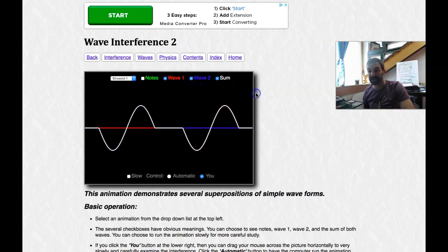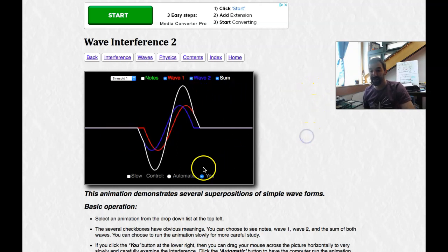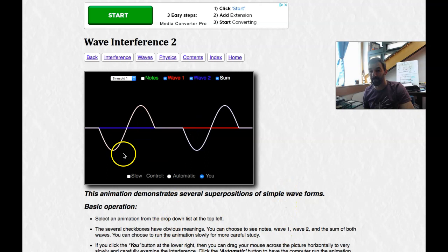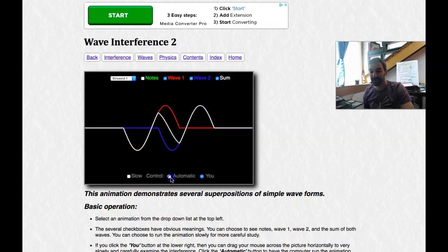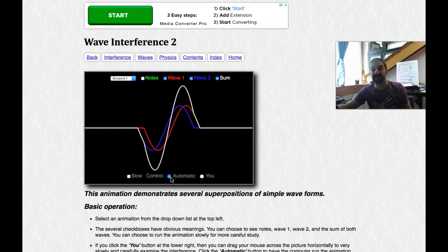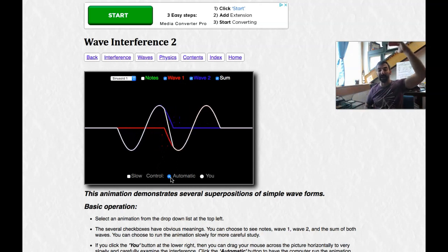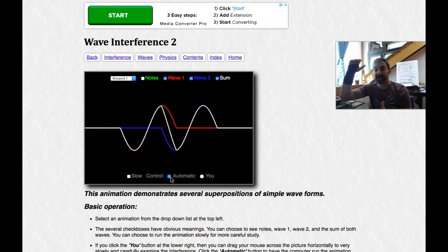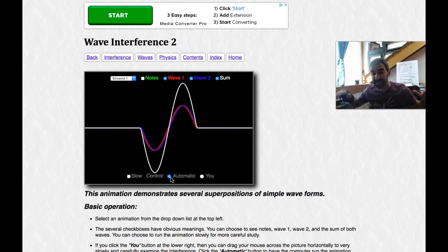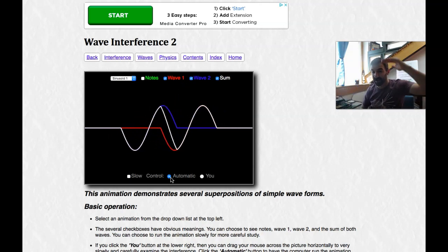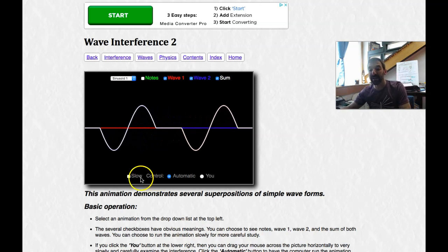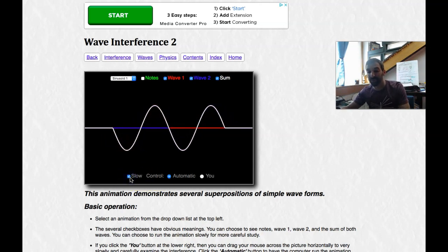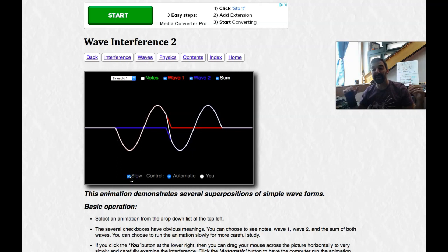Now I'm going to rewind these guys, and I'm going to go to automatic. There we go. So now we can see it happen live as they go back and forth. All right, they're going to bounce and now come back. A crest on top of a trough. The white line is the sum. You see it cancels out and then gets bigger and smaller. And then the waves continue to propagate just like nothing happened.